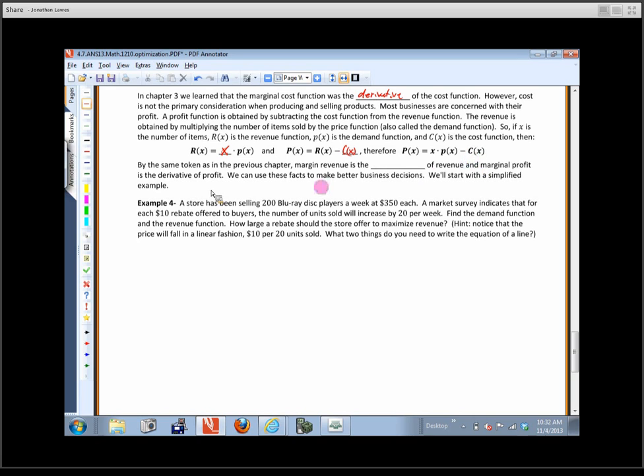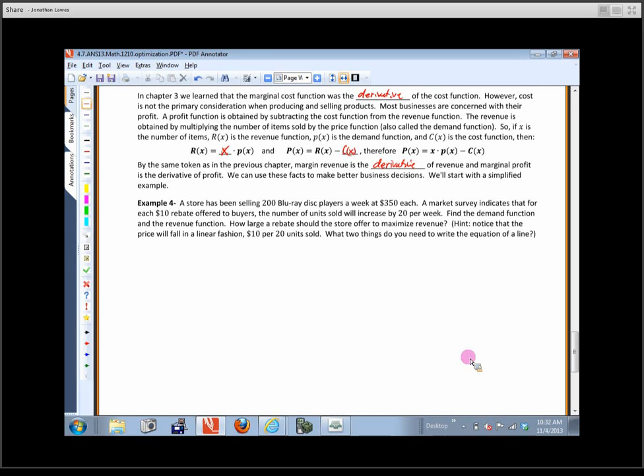So again, as we talked about previously, marginal revenue is the derivative of revenue, and marginal profit is the derivative of profit. Even though when I read this it isn't going to sound very simple, maybe you're better at conceptualizing these than I am, but the first time I saw problems like this, it was like, that's going to take a little while to think through.